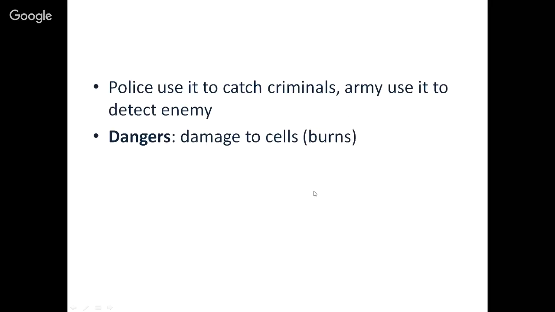The police also use these radiations to catch criminals, and the army uses them to detect enemy camps. Infrared radiations damage the cells to some extent, because overexposure to infrared radiations can burn the cells.